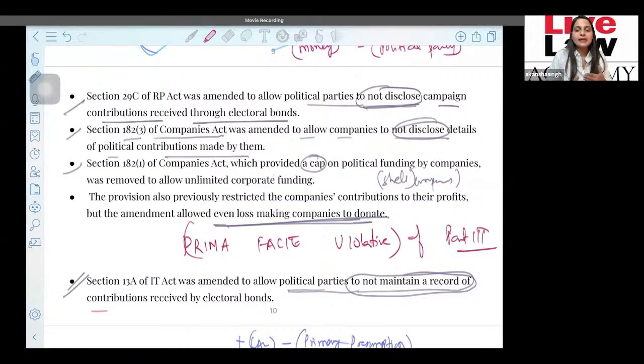Because you removed a cap, you said even the companies which were incurring loss in the previous year, they can also donate, they can donate any amount of money. You are, in this manner, actually not promoting transparency, rather it is against the idea of transparency, correct? So all these provisions, primarily when you read, appear to be wrong, and that is a discussion that we will do when I take you to the copy of the judgment.